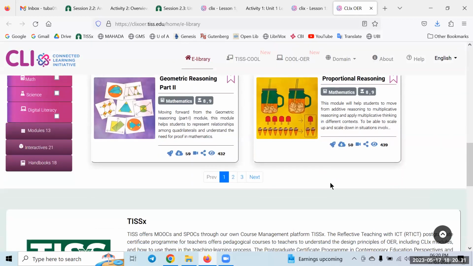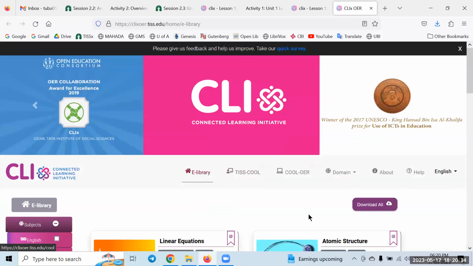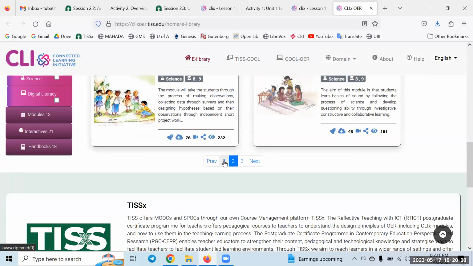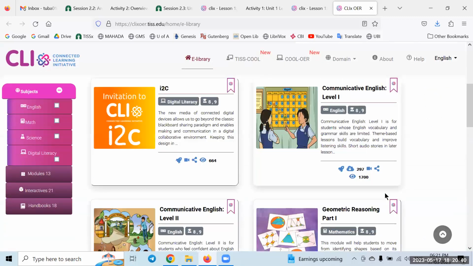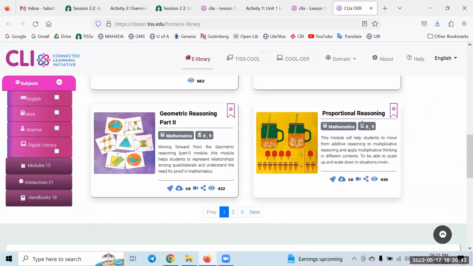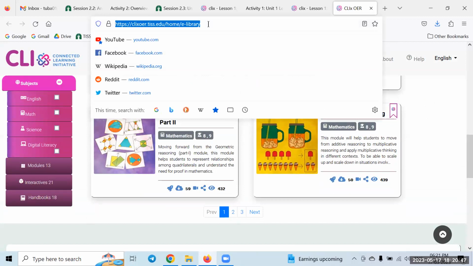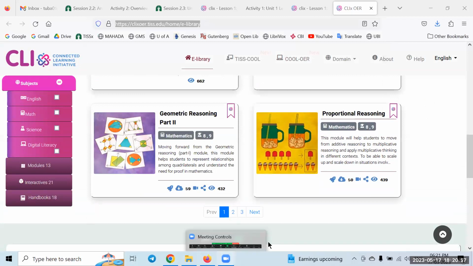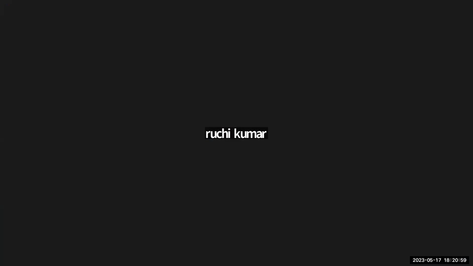And yeah, I think there is one for the geometric reasoning, it is 1.2, and for proportional reasoning, it is 1. So this one is yours. You can find it over there. I'll just copy paste it for you. Okay, Ruchi, I think this is the thing. Yes, so just go into the proportional reasoning module and show the activities in unit 1 and unit 2.